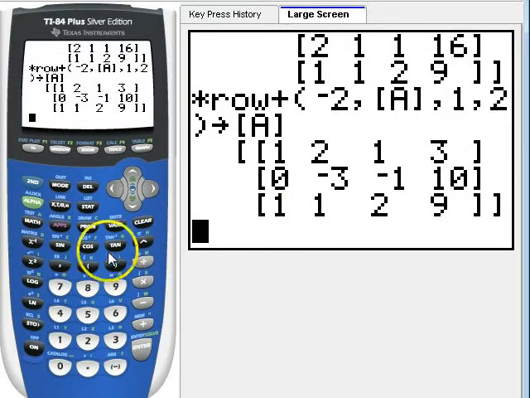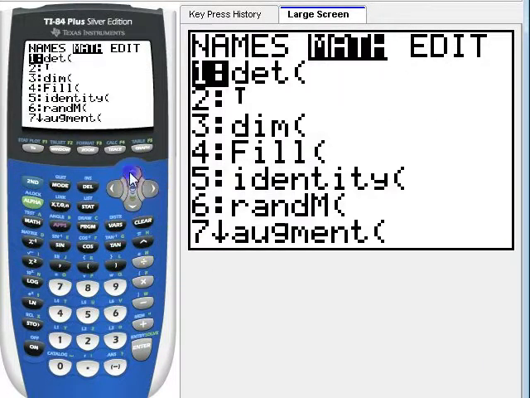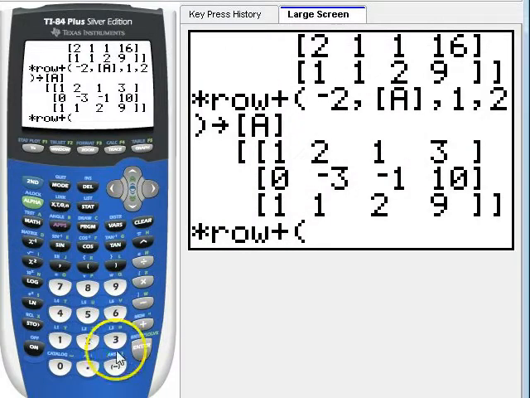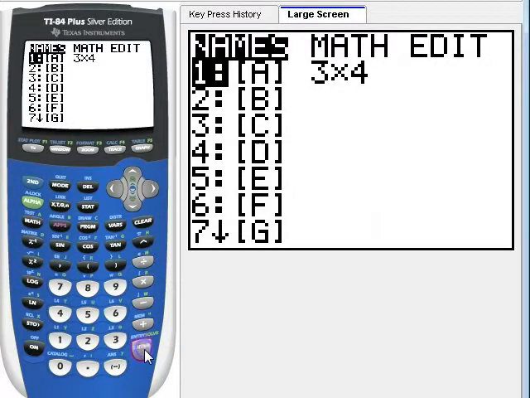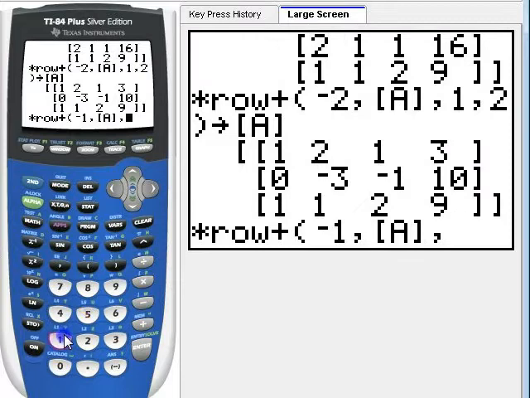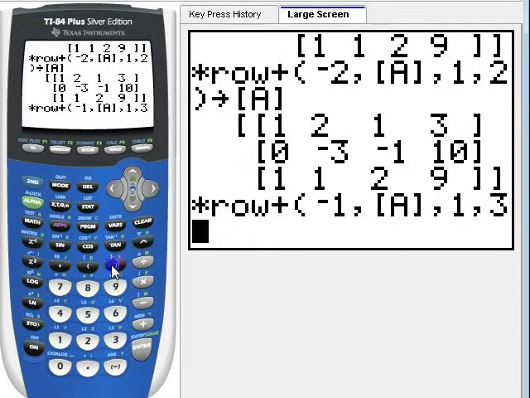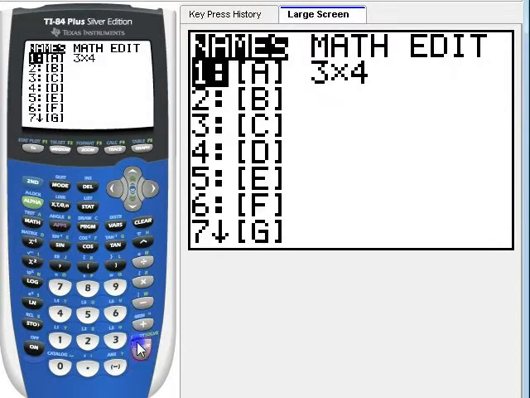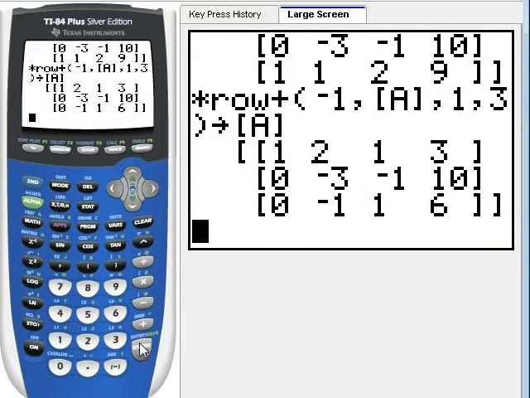Now, to do the next one, I do second matrix math up to get to this one. I'm going to do -1 in matrix A. I'm going to multiply it by row 1 and then add it and put the answer into row 3, and I'm going to store the answer into matrix A. Okay, so I have 3 operations down, 2 to go.